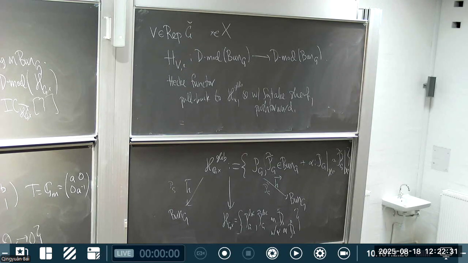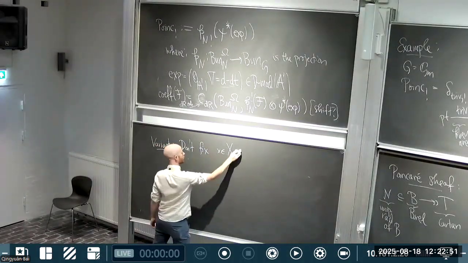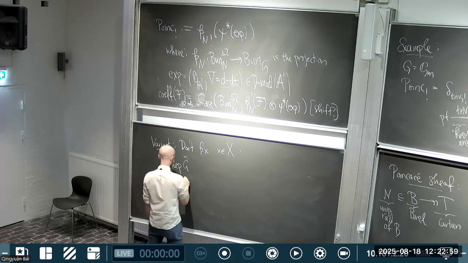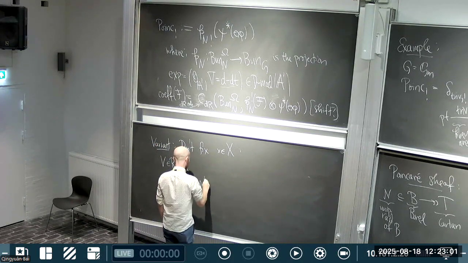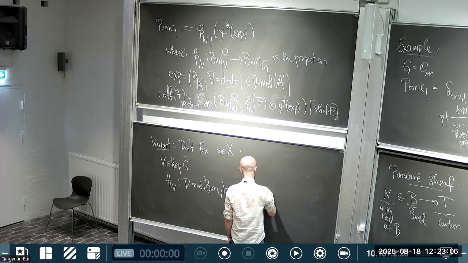So there's a variant on this. Basically, what if I need many variants on this construction? The first variant is I don't fix X. Then what I'll get instead is that if I fix a representation, I'll get a functor, which I'll just call H_V, from D-modules on Bun_G to D-modules on Bun_G times X.